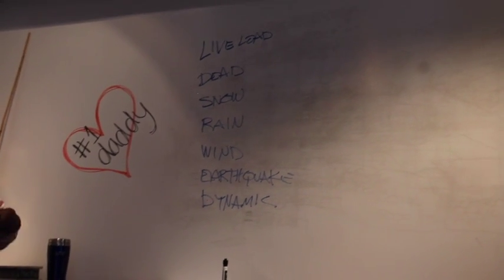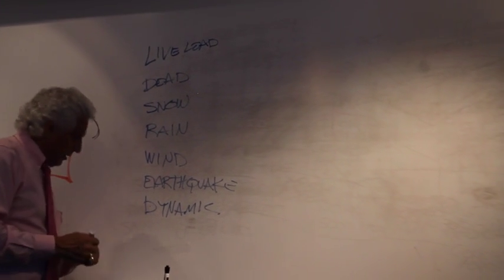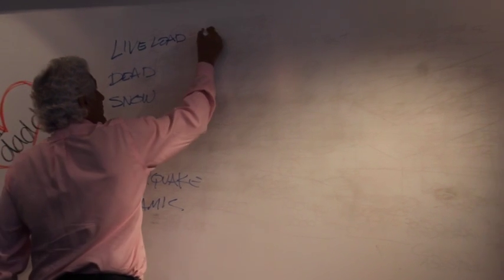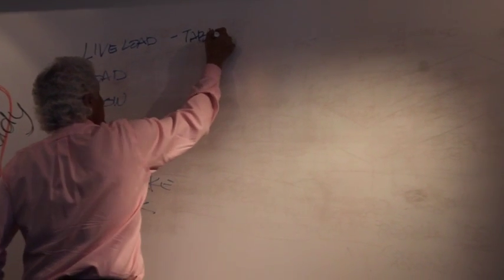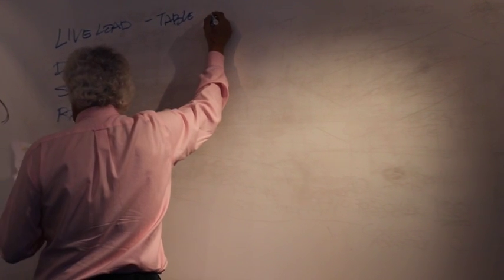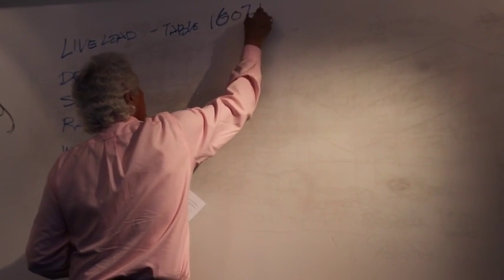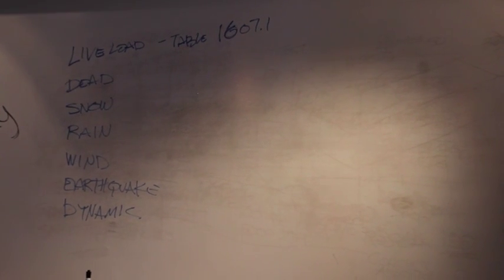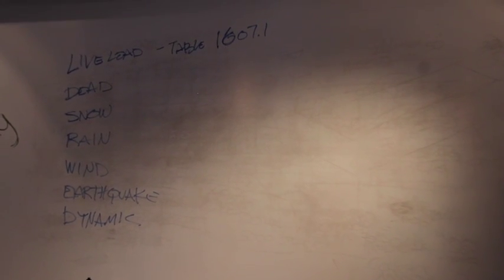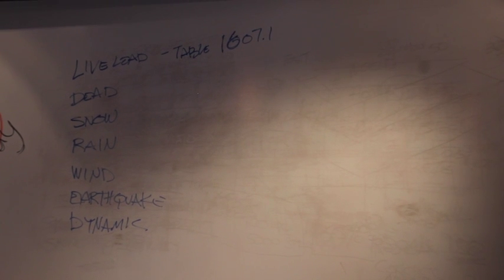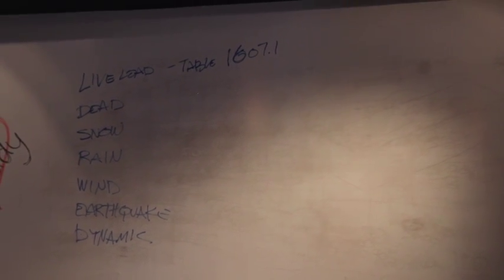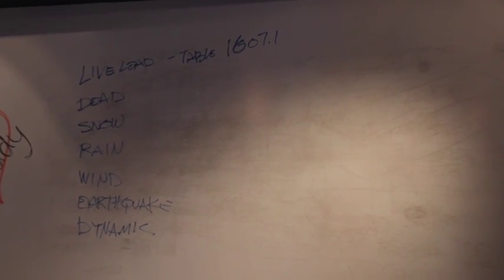Okay, live loads. Live loads are determined by the code. They're in a table in the building code, and that's Table 1607.1. And so it'll tell you what kind of use it is, and let me find one here for you.